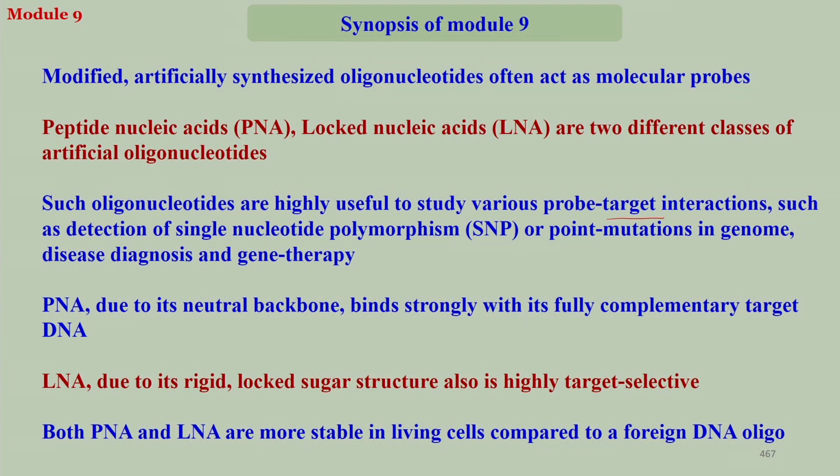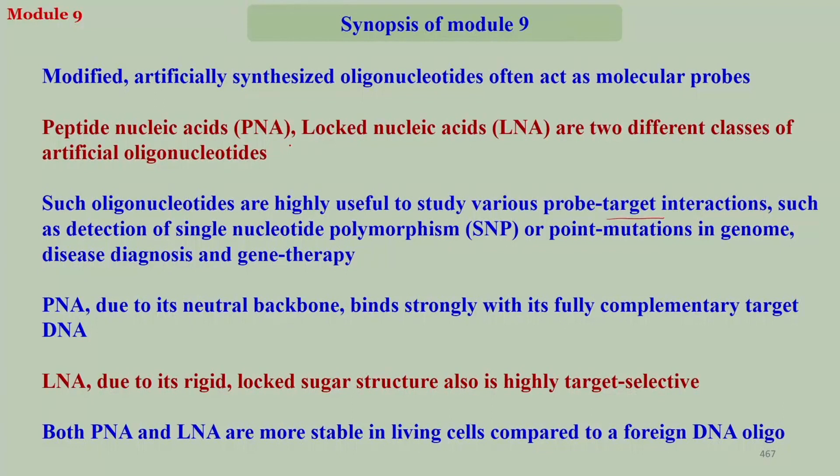Most of the applications of the PNA and locked nucleic acids, you will find that they are to study the RNA, especially the messenger RNA, the presence of the messenger RNA or where the messenger RNA is moving. Live detection or time dependent detections of the movement of the messenger RNAs in the cells are studied a lot using these kinds of artificial oligonucleotides. So, probe target interactions such as detection of single nucleotide polymorphism, or in short SNP, which basically means the presence of single mutations in the genome.